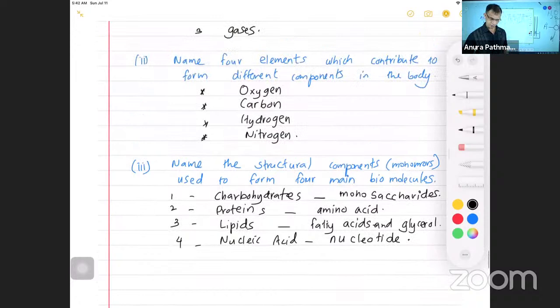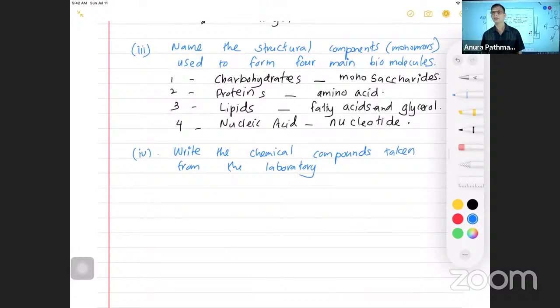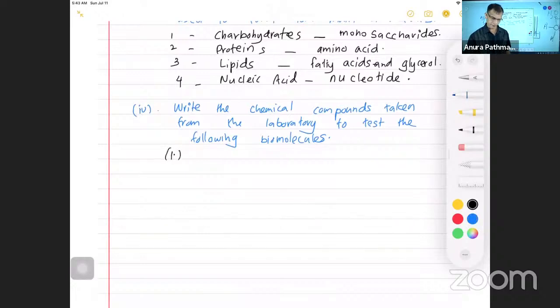And my next question. 1, 2, 3, 4. The chemical compound taken from the laboratory to test the following biomolecules. Number 1, protein.